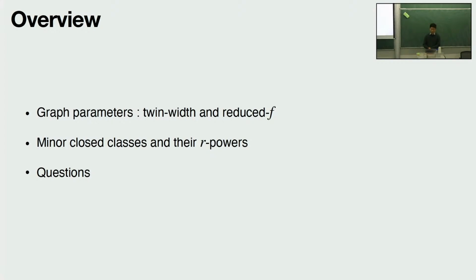We are interested in twin-width and generalizing twin-width to a more general concept called reduced F, for some graph parameter F. And we strengthened the previous result about minor closed classes and bounded twin-width for some proper F. And we consider some powers of the minor closed classes. And we leave some open questions after all.